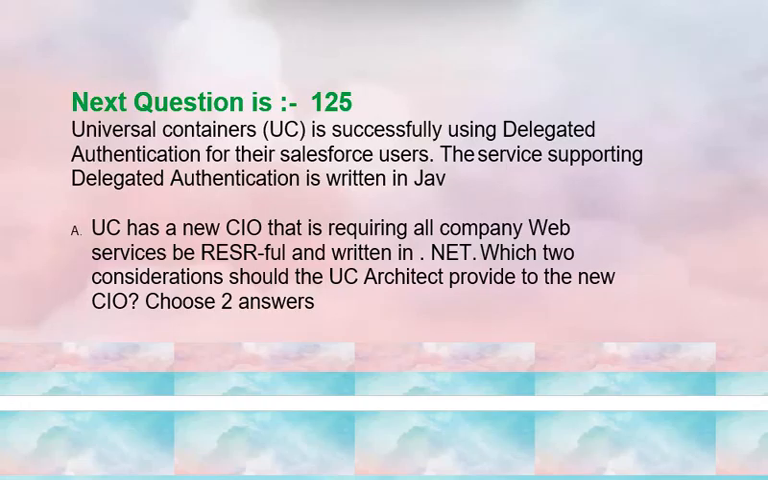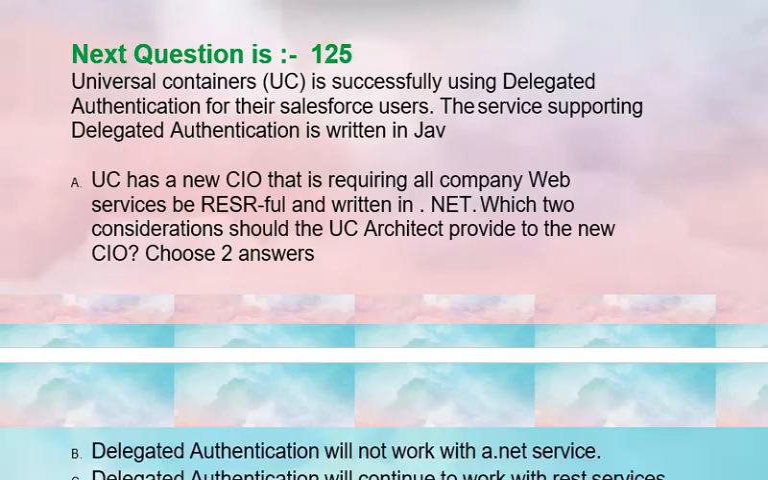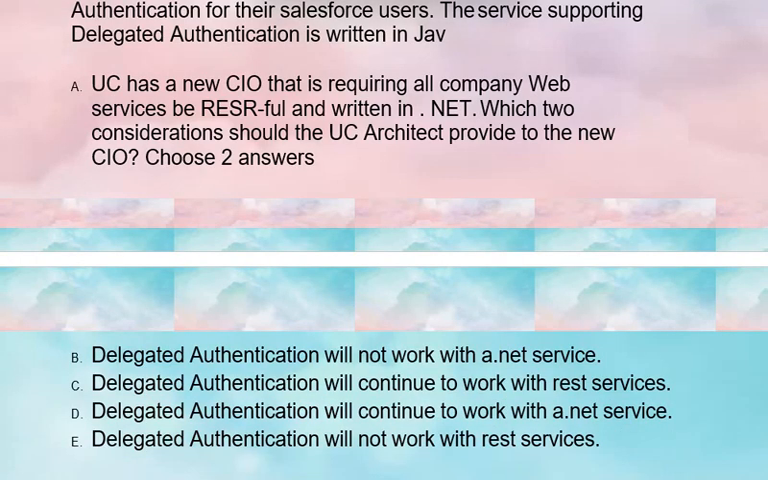Question: Universal Containers (UC) is successfully using delegated authentication for their Salesforce users. The service supporting delegated authentication is written in Java. Option A: UC has a new CIO that is requiring all company web services be RESTful and written in .NET. Which two considerations should the UC architect provide to the new CIO?